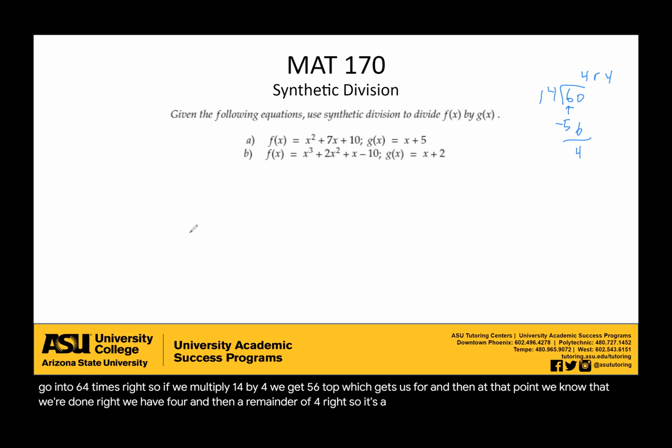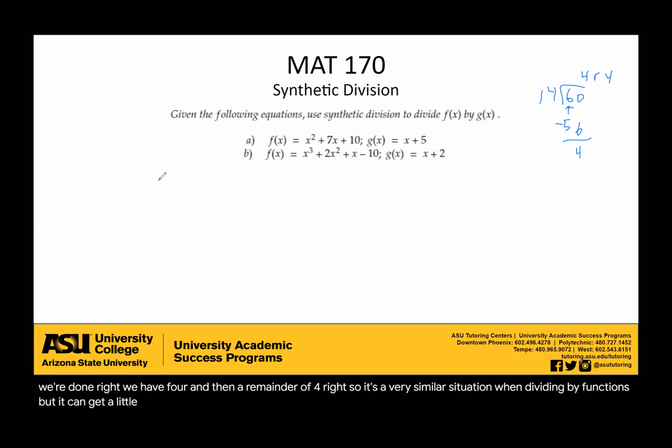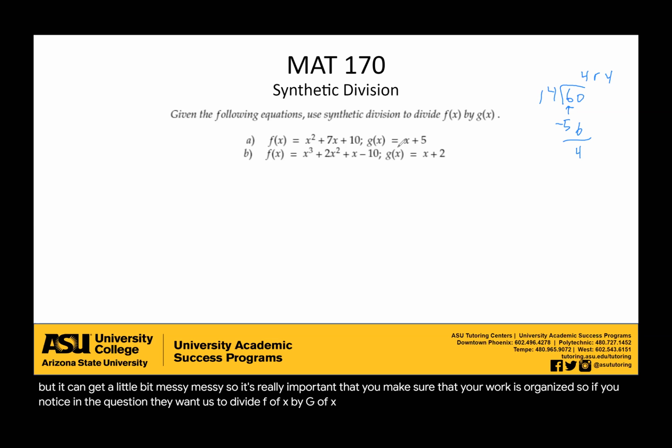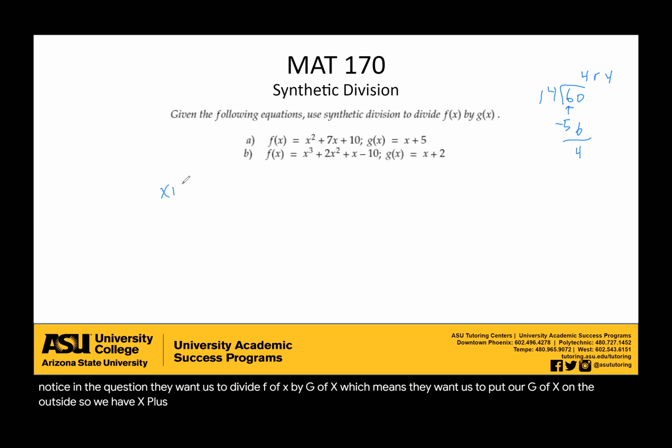It's a very similar situation when dividing by functions, but it can get a little bit messy, so it's really important that you make sure your work is organized. In the question, they want us to divide f of x by g of x, which means they want us to put our g of x on the outside. So we have x plus 5 for the first question divided by x squared plus 7x plus 10.